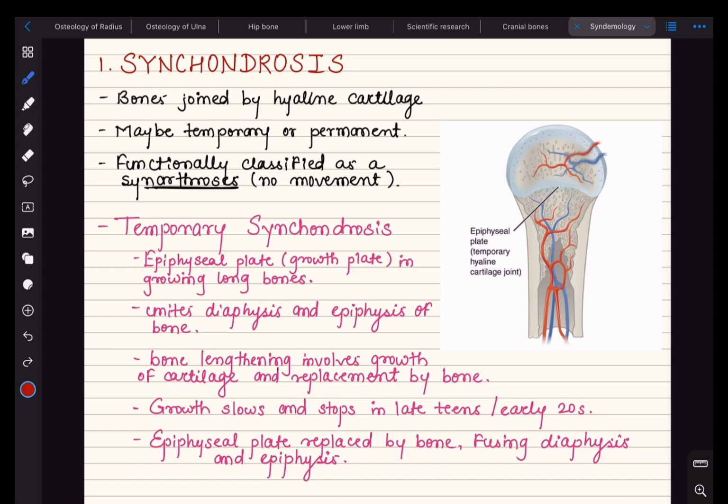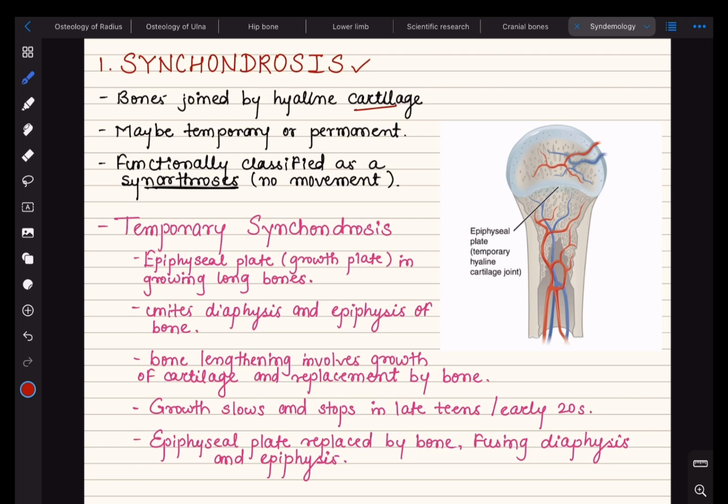So let's get started with our first type of cartilaginous joint, that is synchondrosis. In synchondrosis, the bones are joined by the hyaline cartilage. These joints may be temporary or permanent. They are functionally classified as synarthrosis, that is no movement at all.